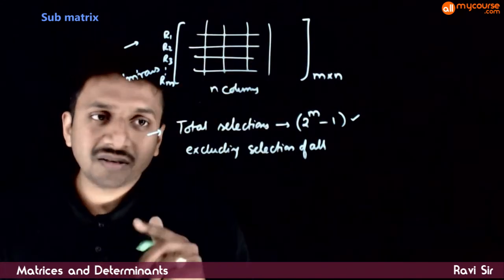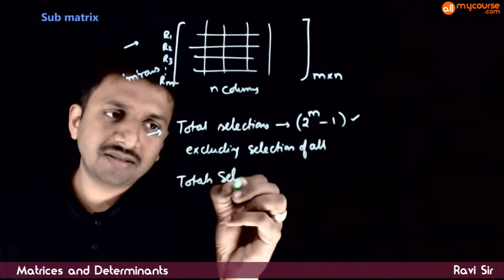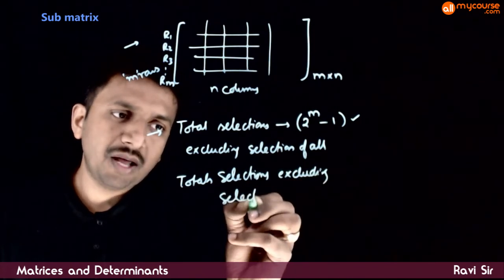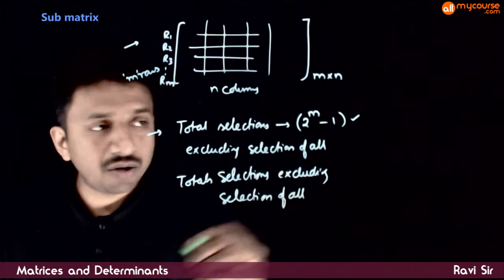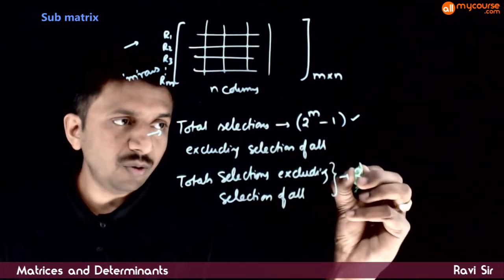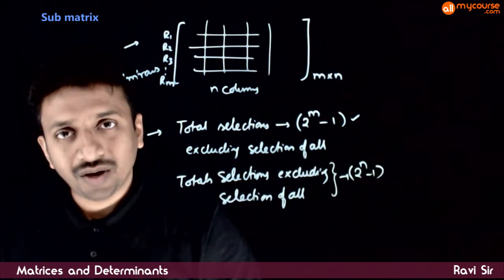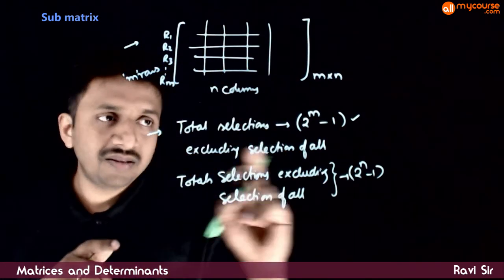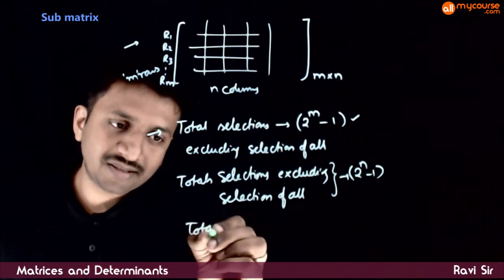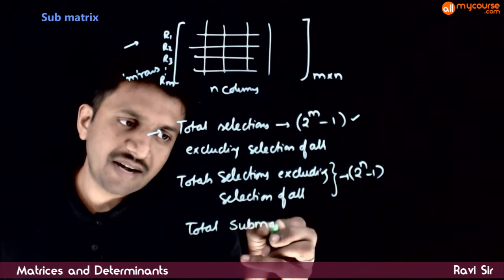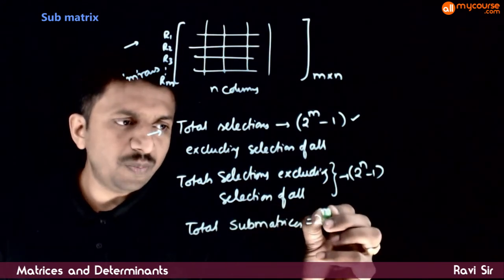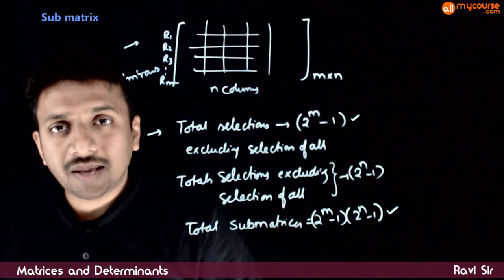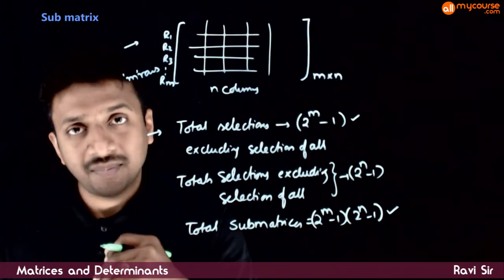Next, out of n columns. Again here also, total selections excluding the selection of all out of n columns is 2 power n minus 1. Now, in how many ways can I select some number of rows and some number of columns? This and this. So the total number of submatrices is nothing but 2 power m minus 1 times 2 power n minus 1. This will be the total number of submatrices for a given m by n matrix.